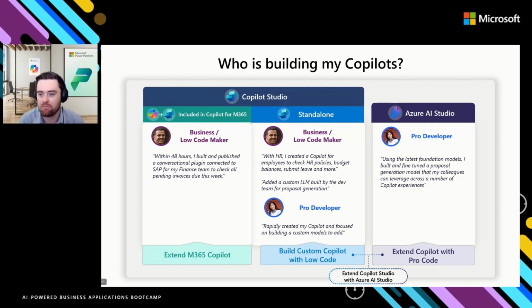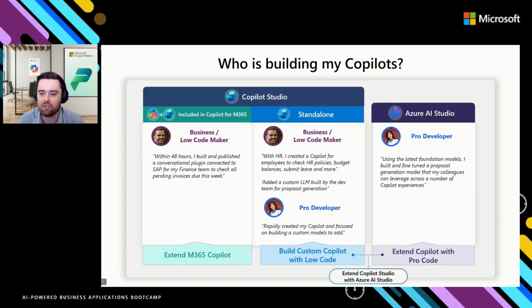But in reality, we see that business and low code makers who are familiar with the business process are actually ideal candidates to be building these plugins for your copilots inside Copilot Studio. So we can have people that are familiar with the needs of finance, for example, build a plugin that communicates to the organization's finance system so that using their specific domain knowledge, they can create those specific experiences for the unique needs of that finance domain.